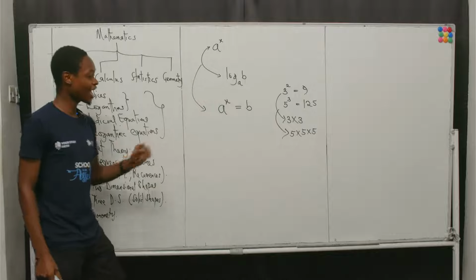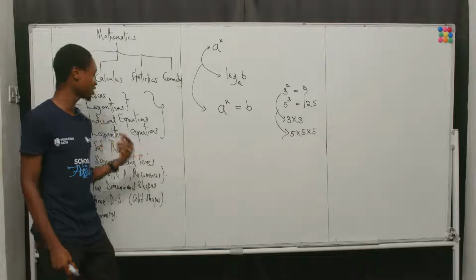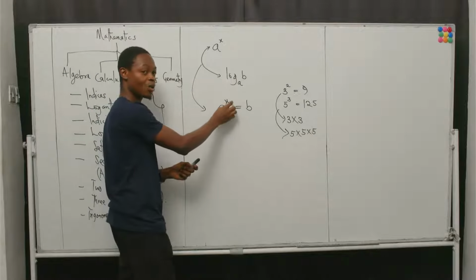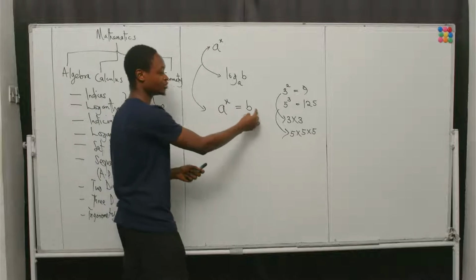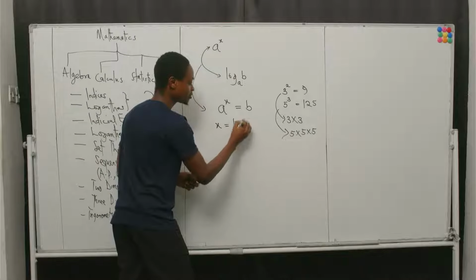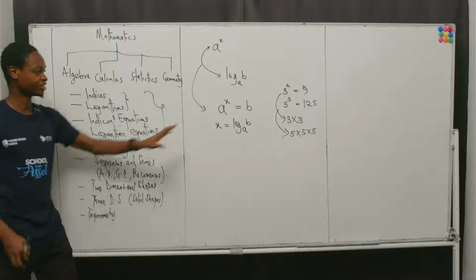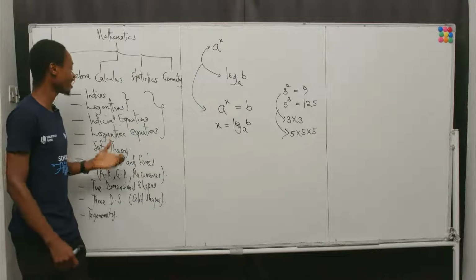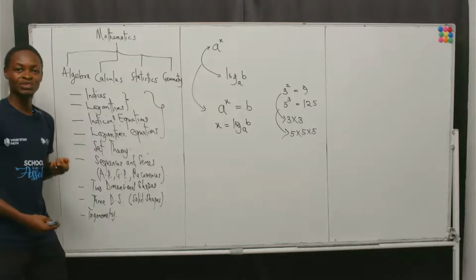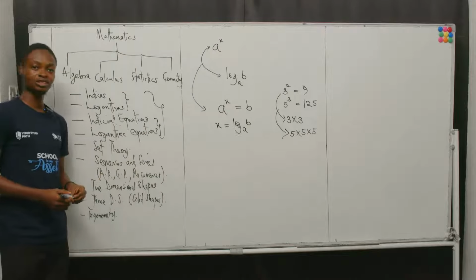However, I could rewrite this expression in terms of the logarithmic value. Why? Because if x is the power I must raise a to in order to get b, then x can also be written as the logarithm of b to base a. This is very, very important. And in fact, this relationship is now the connector between index and logarithmic equations.